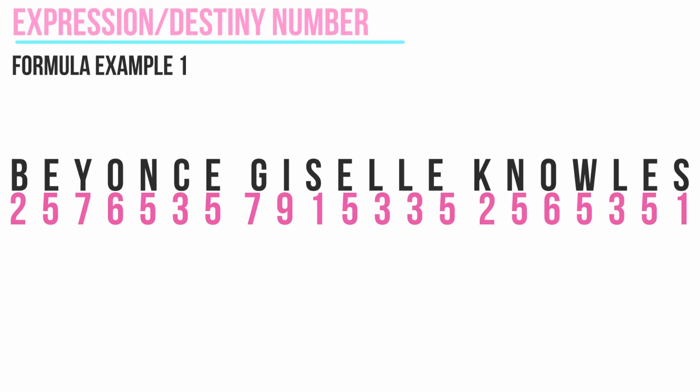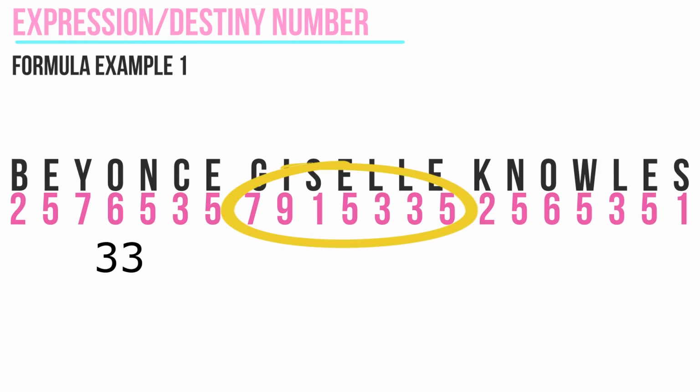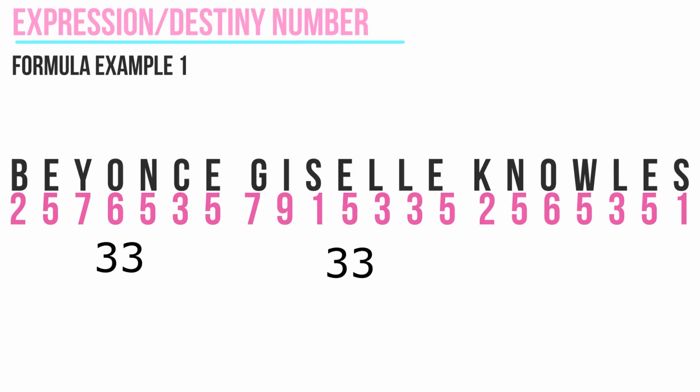And so when we add up the numbers of her first name, 2 plus 5 plus 7 plus 6 plus 5 plus 3 plus 5, we get 33. Whoa, master number, watch out. And then when we add up the numbers in her second name, we get 7 plus 9 plus 1 plus 5 plus 3 plus 3 plus 5, and we get 33 again. Whoa, Miss Beyonce, no wonder she's Queen Bee.